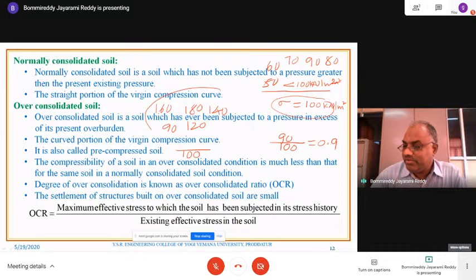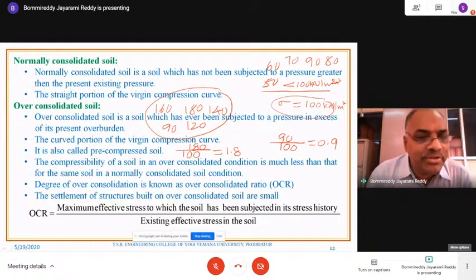So these are the various values of the stresses acting on the soil mass, and we can call it stress history. So in the entire stress history, what is the maximum value? 180. So what you do? 180 divided by 100, it is nothing but 1.8. When the over consolidation ratio OCR is more than 1, such types of soils are called over consolidated. It is a very simple meaning.